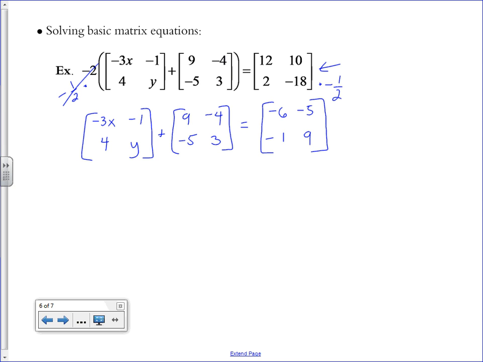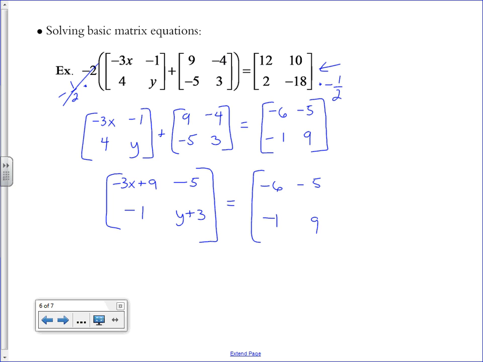On the left, I'm going to go back to simplify this side of the equation. I've got two matrices that can be added together, so I will. -3x plus 9 goes in my first element. -1 plus -4, 4 plus -5, and y plus 3. Can't simplify that any further just yet.